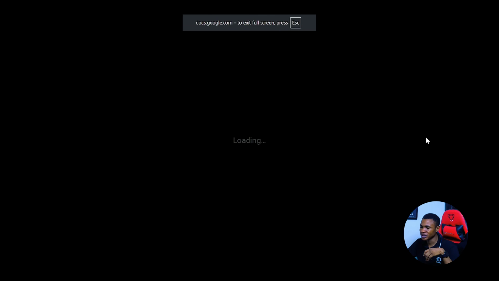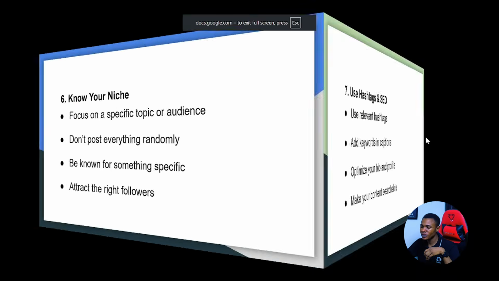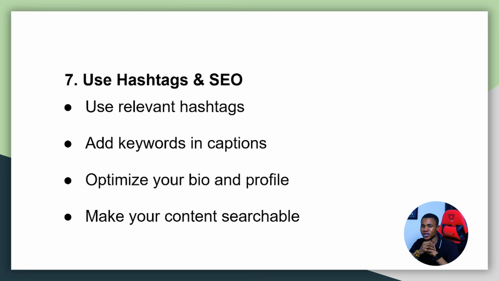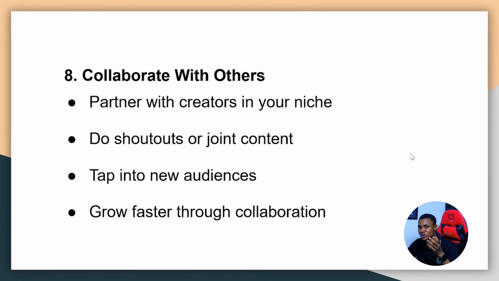Now let's go to strategy number 7. Use hashtags and SEO. SEO means search engine optimization. If somebody goes to Facebook to search for something, what is the probability that your content will come up? That is if you follow the SEO rule of using hashtags, and that is one of the most important things. If you use hashtags, it will help you to grow. I think I've talked about that in this video as well.